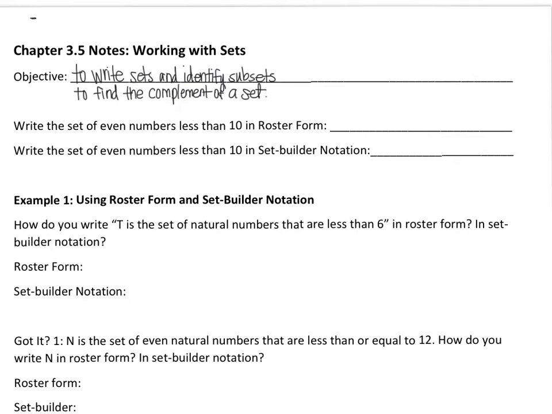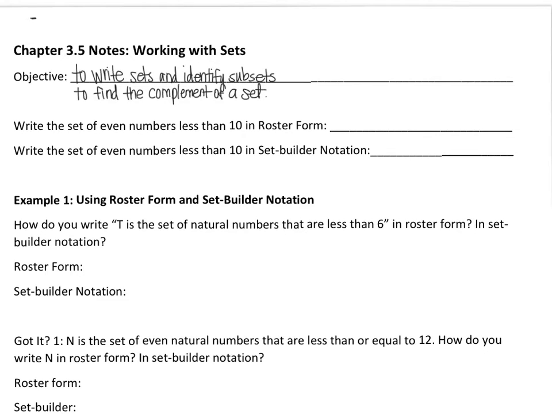Chapter 3.5, Working with Sets. Your objective for this video is to be able to write sets, identify subsets, and find the complement of a set. First, roster form is like writing the list of numbers, and then set builder notation is a special way to write it so you don't have to list out all of the numbers.